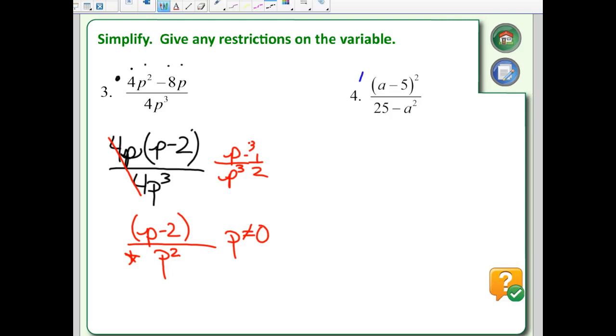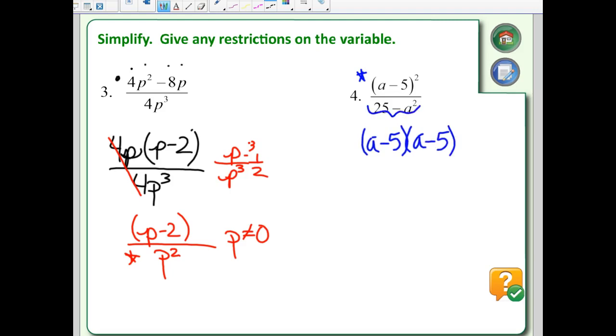Now, look at this little guy right here. What do we call him from way back in chapter 5? A binomial squared. That's right. I'm going to go ahead and write him down twice. A minus 5, A minus 5. It'll help us see what we need to do.